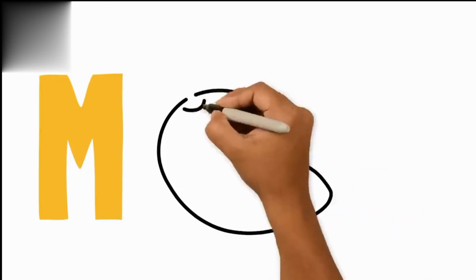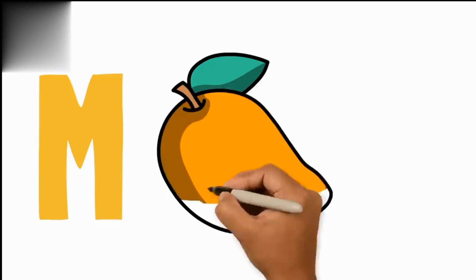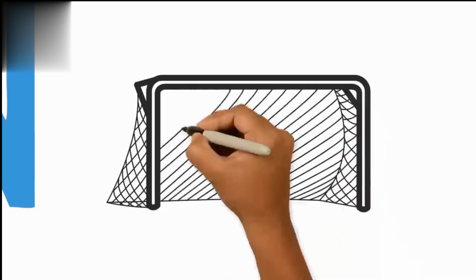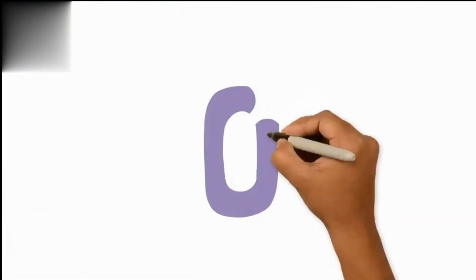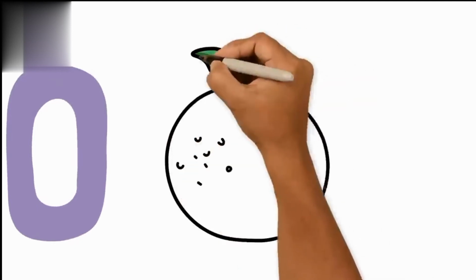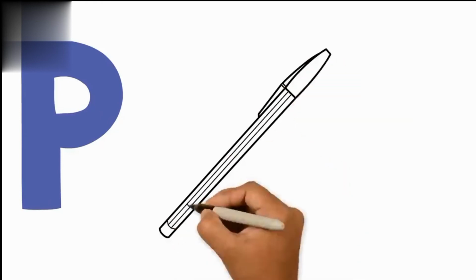M. M for mango. N. N for net. O. O for orange. P. P for pen.